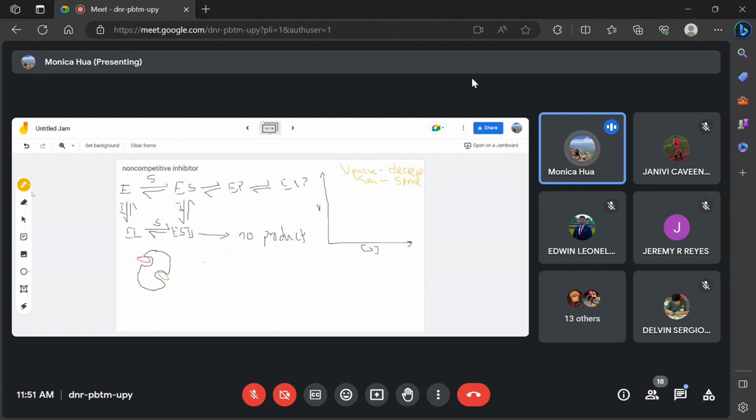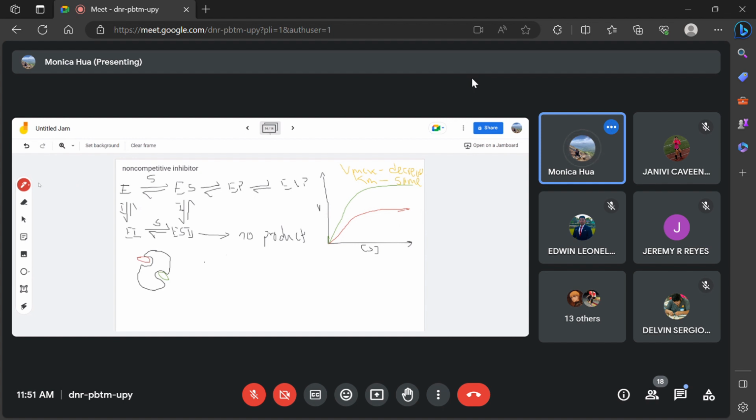So what you're going to find is that you will have a plot. So this is a normal reaction, okay? Where you reach your Vmax, right? So you have a normal plot, okay? However, when you put in the inhibitor, the Vmax is going to change. It's going to go to half, right? Something like that.